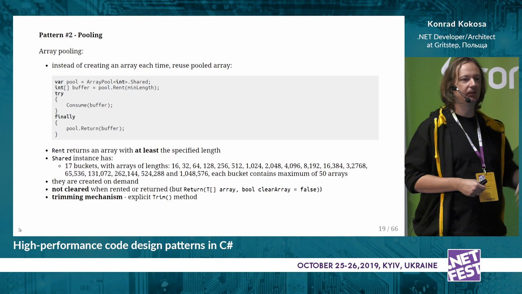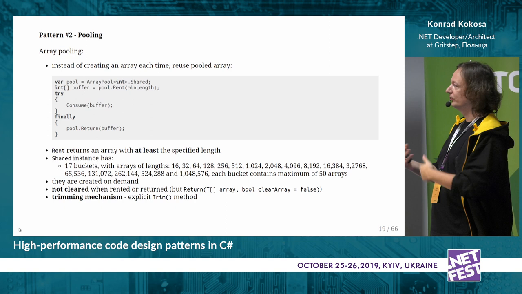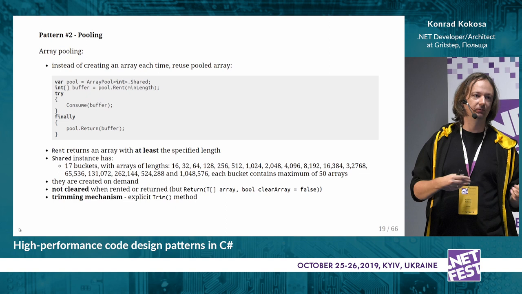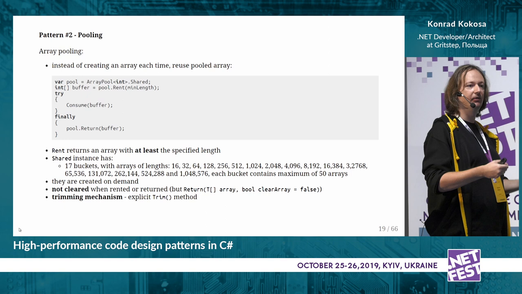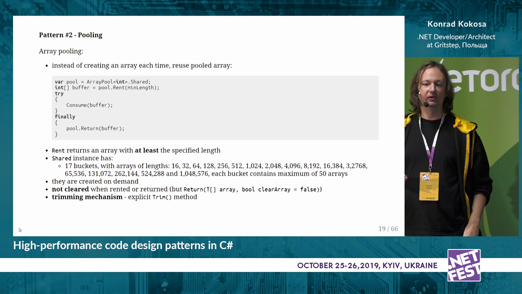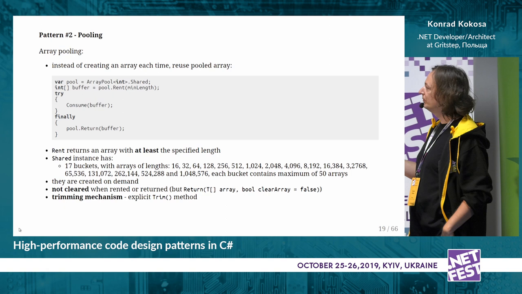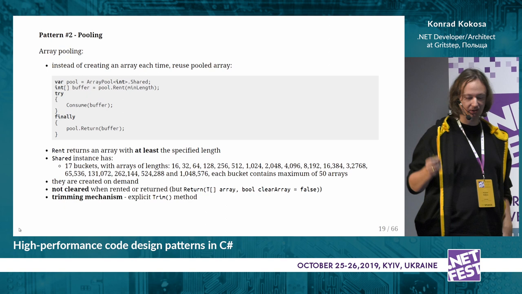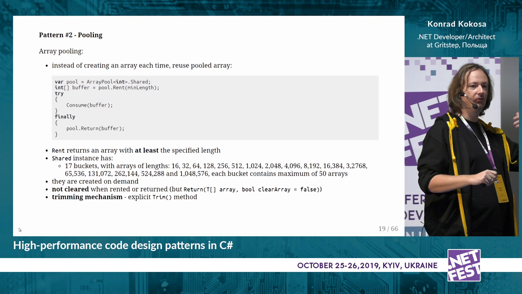Instead of creating an array, we are just renting such an array from a pool. We are consuming it somehow, and then we are returning this array to the pool. So it is quite easy from the perspective of the API, but it provides a very, very big performance benefit. This is a description of the shared instance. It has some predefined sizes of arrays, the predefined number of arrays in those buckets of different sizes. This is an implementation detail. For us, it is most important that instead of creating an array every time we need one, we are just renting it, using it and returning it.